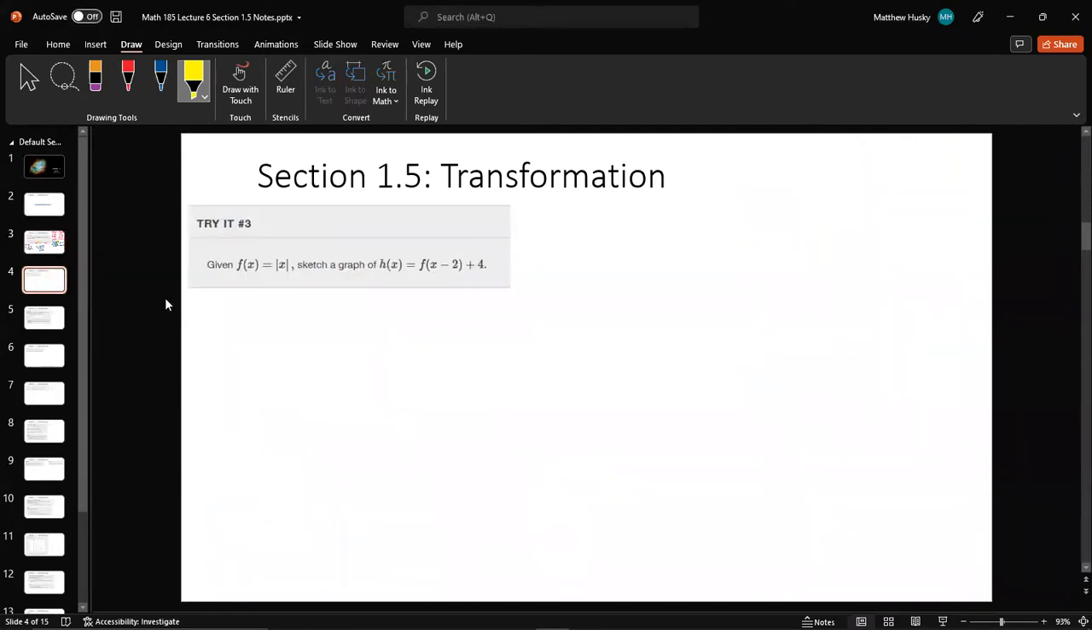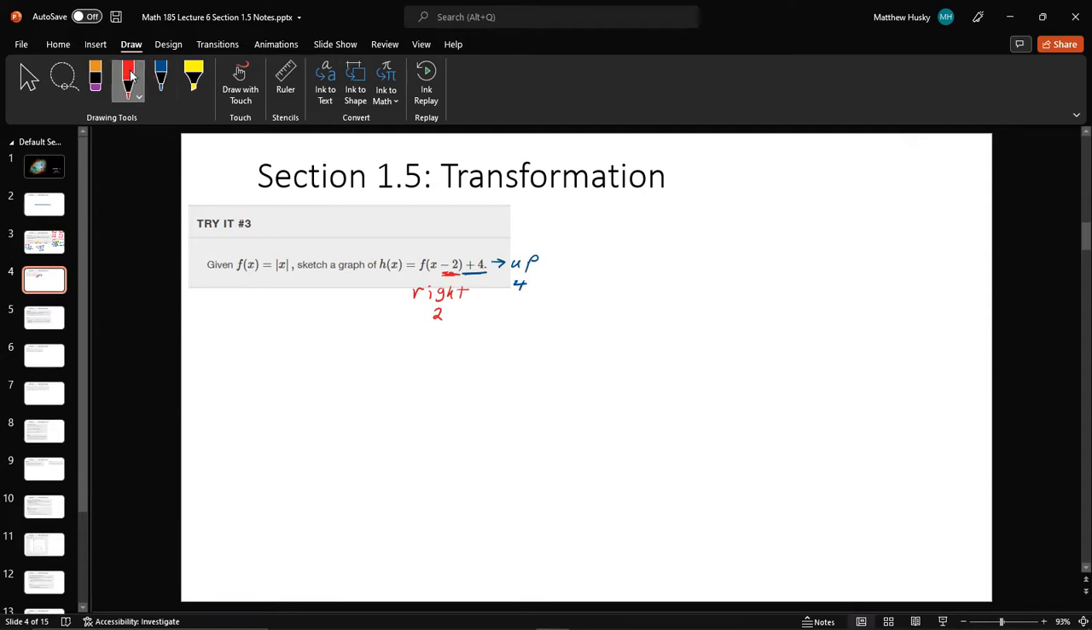So then they say, given f of x equals the absolute value of x, sketch the graph of h of x where it's -2 and +4. So what is this going to do? Well, if you're subtracting 2, that is going to move you right 2. It's going to be kind of the opposite of what you might expect. Even though it's minus, it's going to send you to the right instead of to the left. This right here is a +4, which is applied to the whole function. That's going to be up 4.